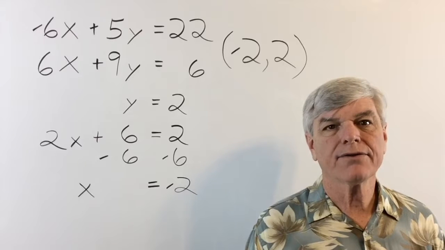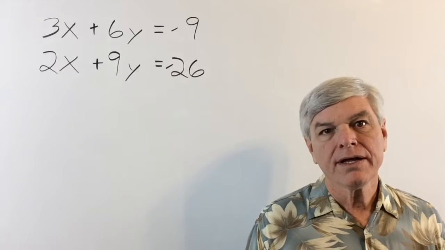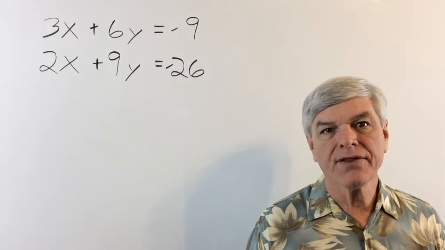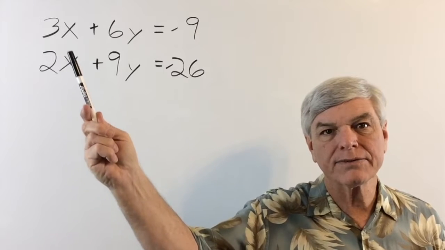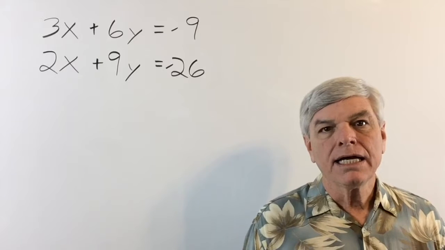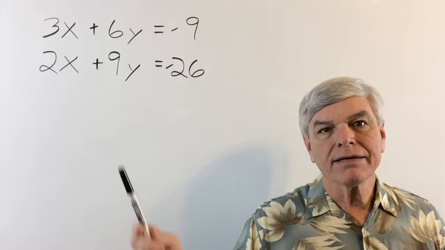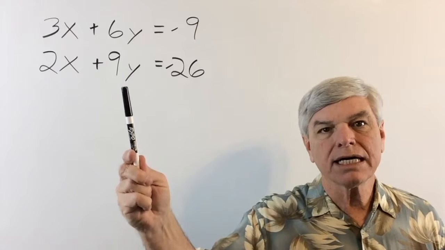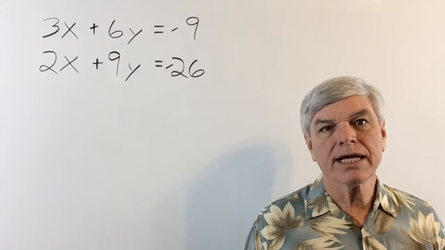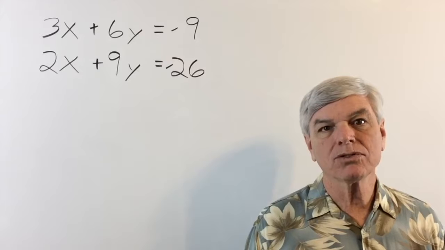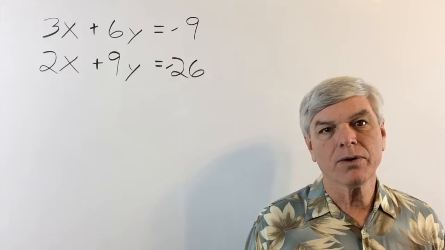And let's try another problem. Now, if you look at this problem, there's nothing I can multiply 2x times to get to 3x. And there's nothing I can multiply 6y times to get to 9y. So in a problem like this, I'm going to have to multiply both equations.